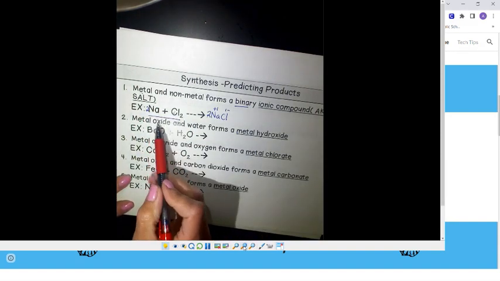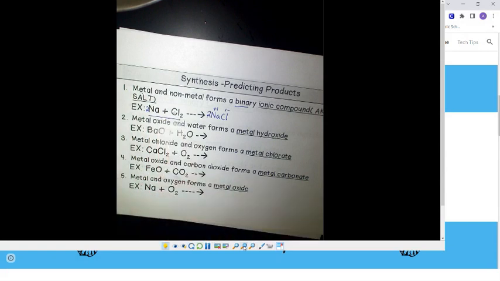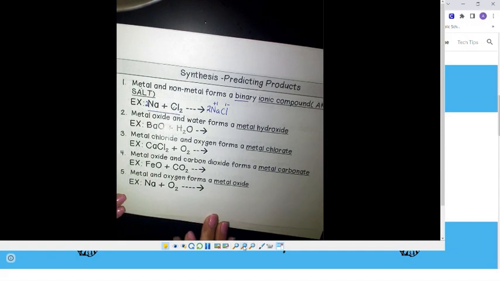On your reactant side, if you have a metal plus a nonmetal, they're going to come together and make a single ionic compound. The next one, okay, I'll give you a sec to write it down.